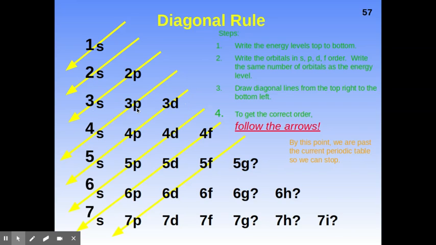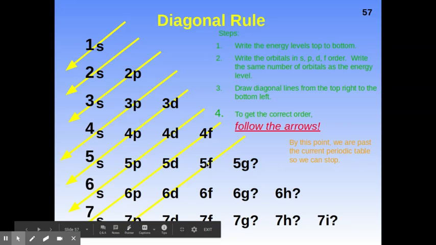And then we'll go to 3p and 4s. Then we'll fill 3d, 4p, 5s. Then we'll go to 4d, 5p, 6s. Then 4f, 5d, 6p, 7s. So this is just a way to help you figure out where to put these electrons.